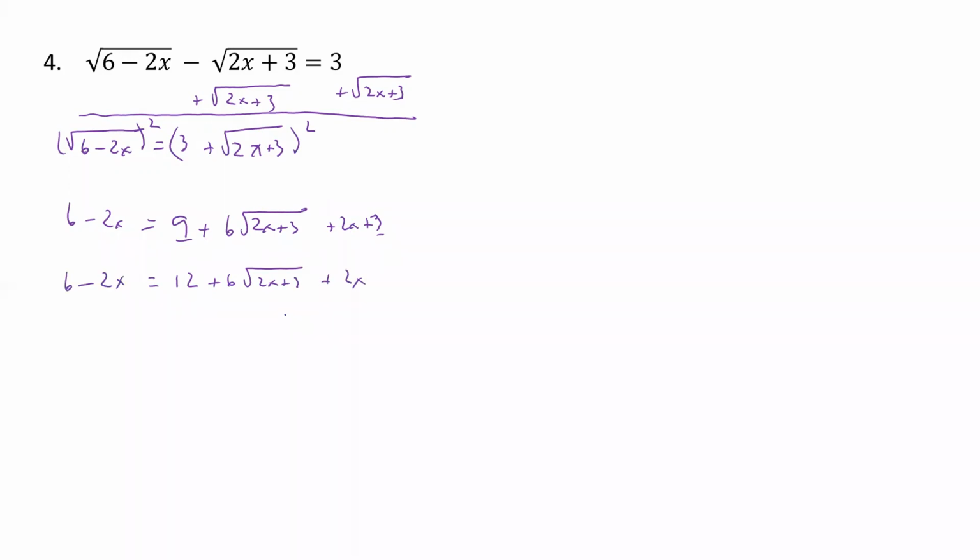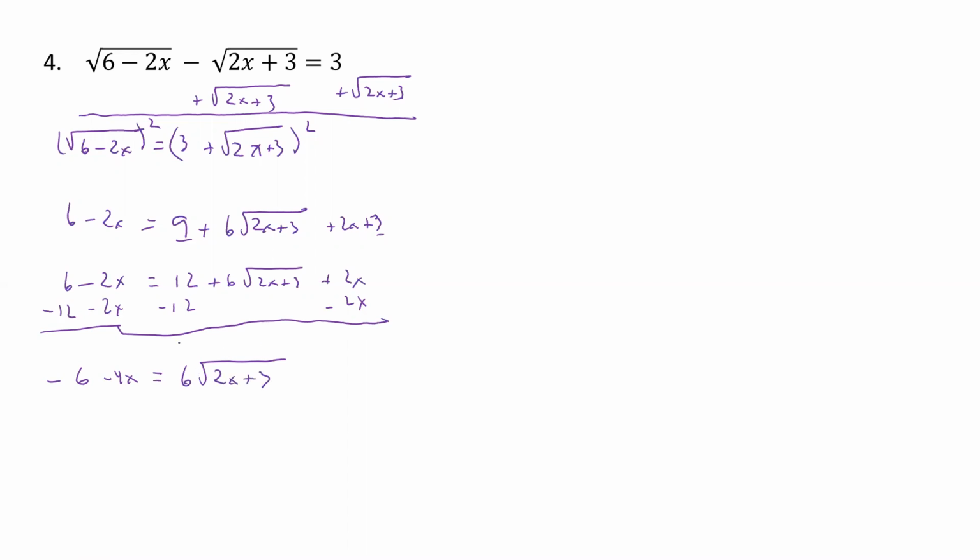All right, so now what do we do? Well, now we're going to subtract our 2x, and we're going to subtract our 12. And so 6 minus 12 is going to give me a negative 6. And the minus 2x minus 2x is going to be minus 4x. And that is equal to 6 square root of 2x plus 3.